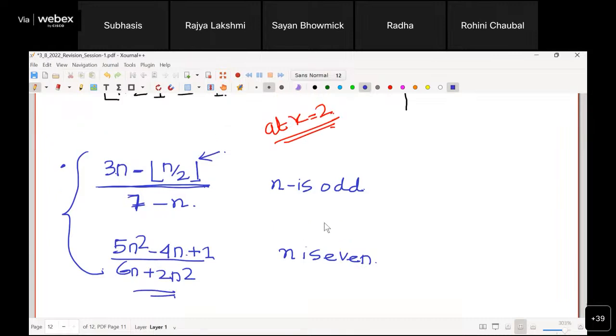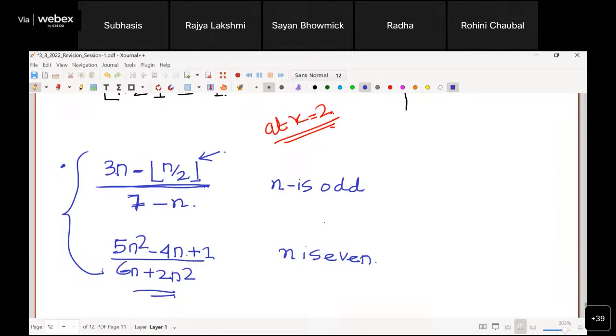But initially, I was thinking this is the sequence, so I was thinking to split this sequence into two cases: n is odd and n is even. Because if n is even, then you will get precisely n by 2, right? Sir, if it was even, that was pretty straightforward. But for odd, we need to just find the conditions.